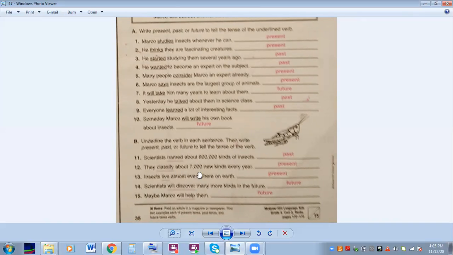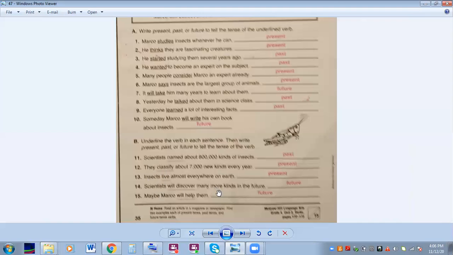They classify about 7,000 new kinds every year. Classify is a verb talking about an action that is happening now, present. Insects live almost everywhere on Earth. Live talks about action that is happening now, present. They and insects are both plural subjects. That's why there's no S or ES on either verb.